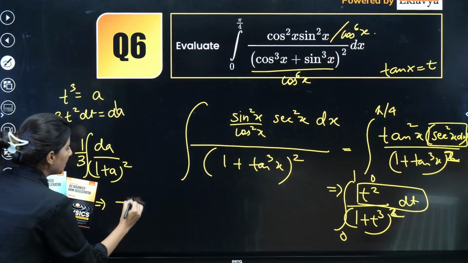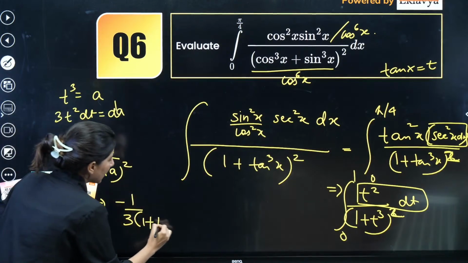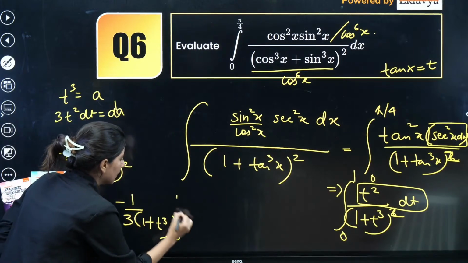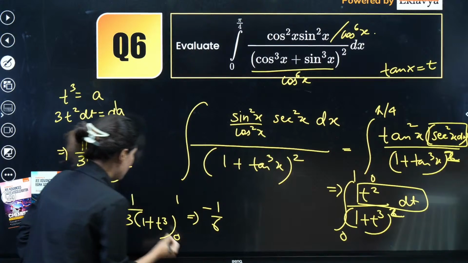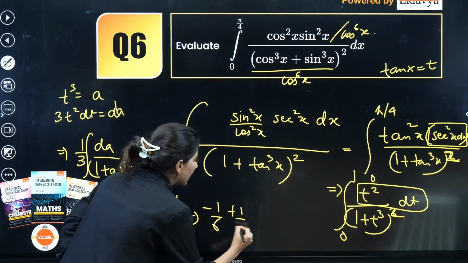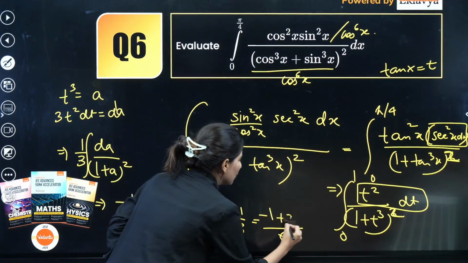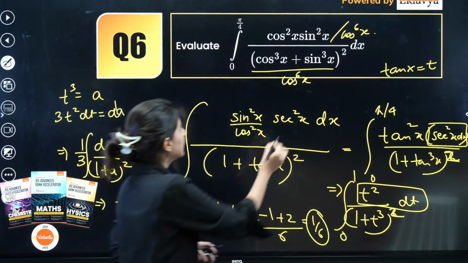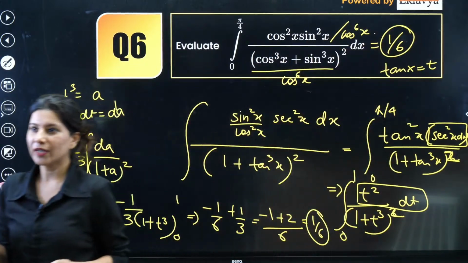So this is going to be minus 1 by 3, 1 plus a can be put as minus 1 by t cube, and now you can just plug in 0 and 1. So this is going to be the moment you put 1, so this is minus 1 by 6, the moment you put 0 plus 1 by 3. If you solve it, what do you get? Minus 1 plus 2, so this is 1 by 6 is the correct answer, 1 by 6. All right, absolutely right. Okay.